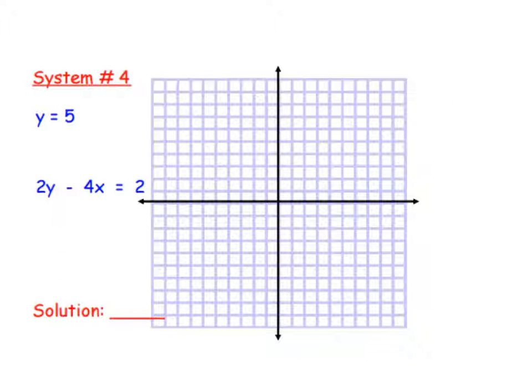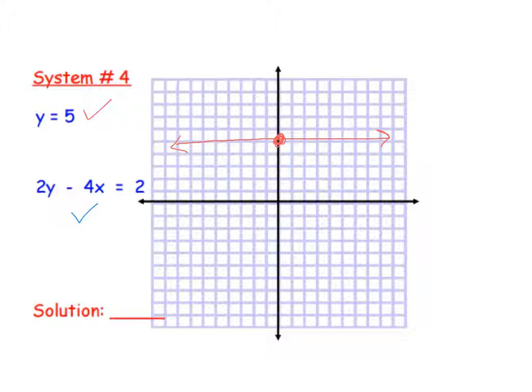Let's look at one final example. We have a line that says y equals 5. Okay? That means this is a line with no slope. It's going to be horizontal. So we go up to 5 on the y-axis. We put our dot, and we draw a horizontal line straight through it.